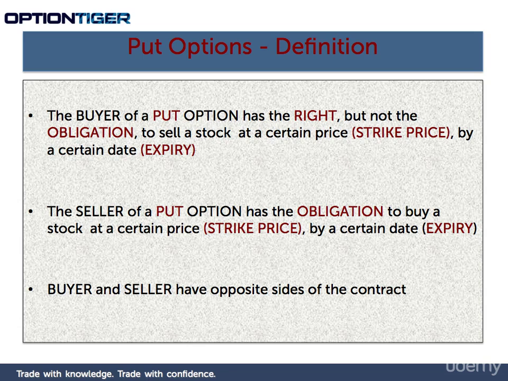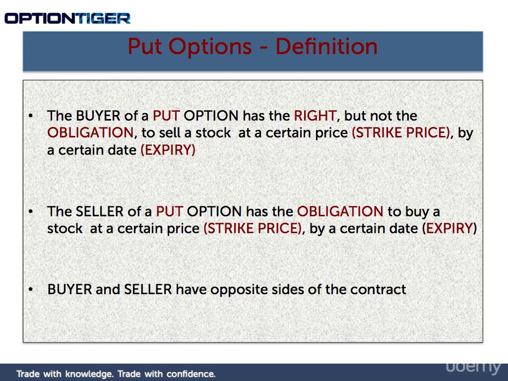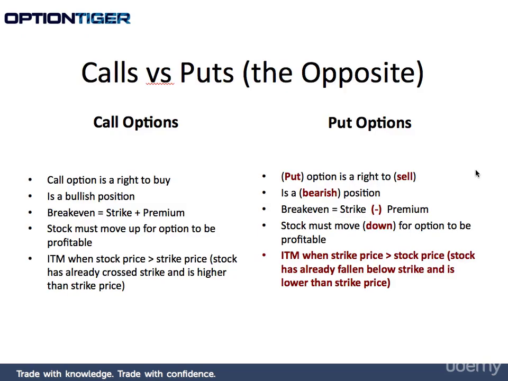So now what we're going to do is recap the differences between the call options and the put options. So a call option is a right to buy. A put option is a right to sell. A call option is a bullish position. And you'll see that a put option is actually a bearish position.